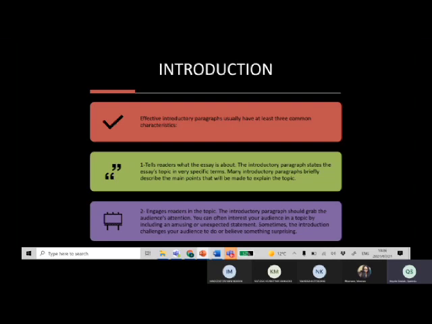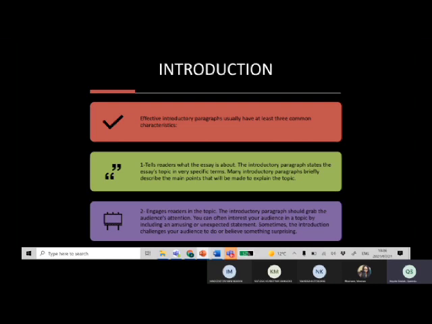So how should the introduction look, right? Effective introductory paragraphs usually have at least 3 components. Same with the argumentative essay, same with the narrative essay, you do need an introduction. And with the expository essay, what should you include? So you tell the readers what the essay is all about. The introductory paragraph will state the essay's topic in a very specific manner. The main introduction paragraphs briefly describe the main points that will be made to explain the topic.